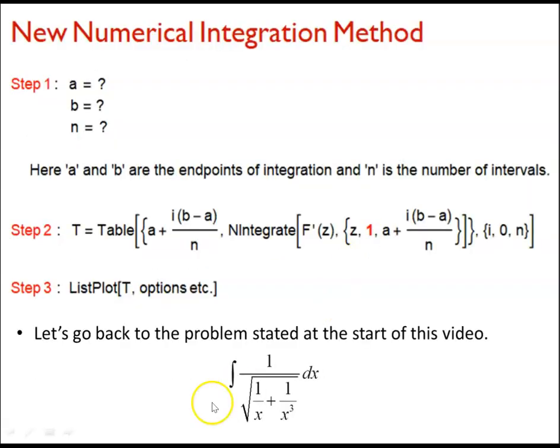Okay, now one more thing. Let's go back to the problem stated at the start of this video. There's this one, 1 over the square root of that object there. No easy symbolic closed analytic solution. So numerical integration can still provide us a very good one.